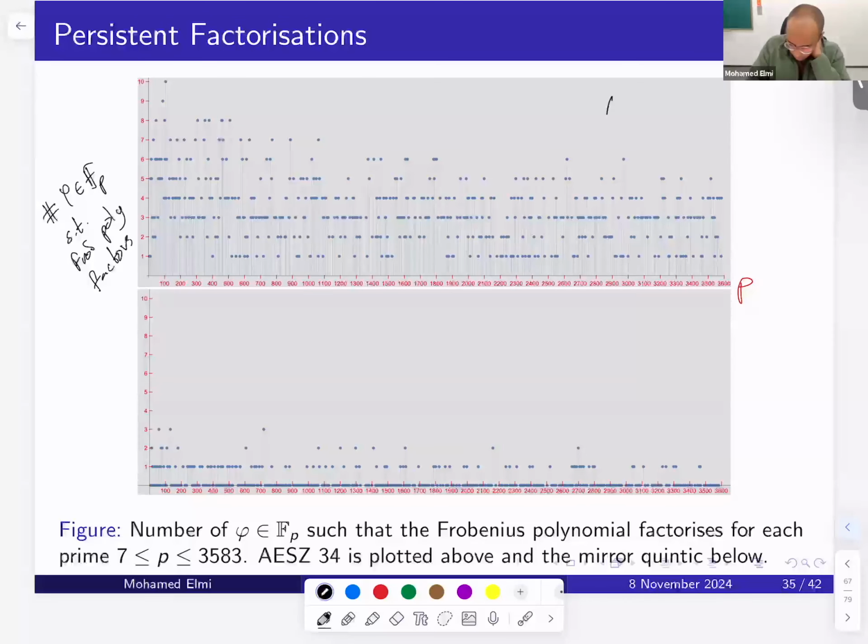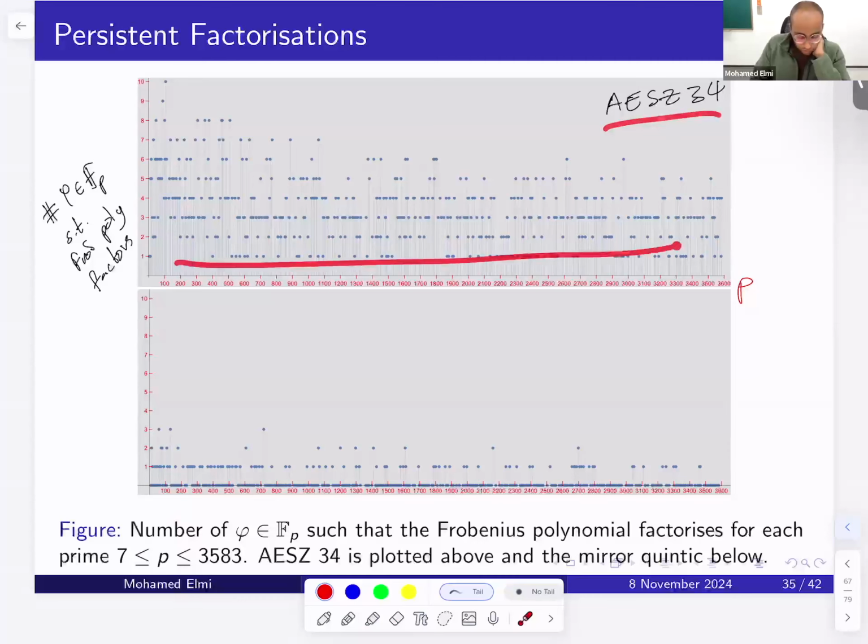And this is for this example. A is at 34. You had the special point at -7. And this second plot is for the mirror quintic. And you can kind of see just by eye that A is at 34 has lots of factorizations. So this family should have these special points.